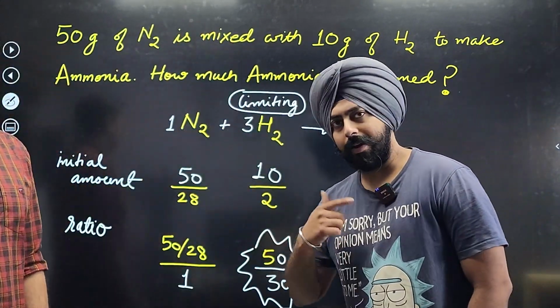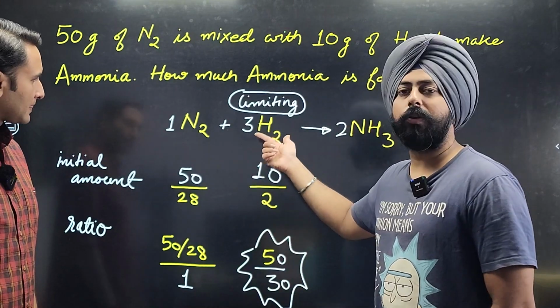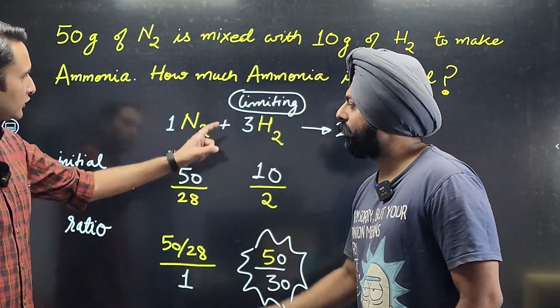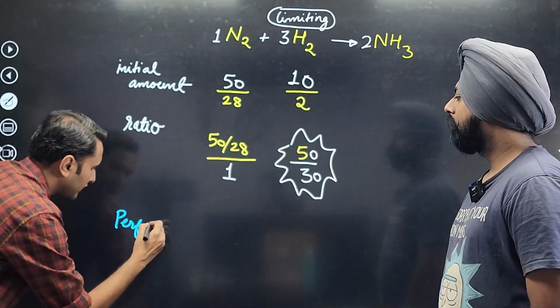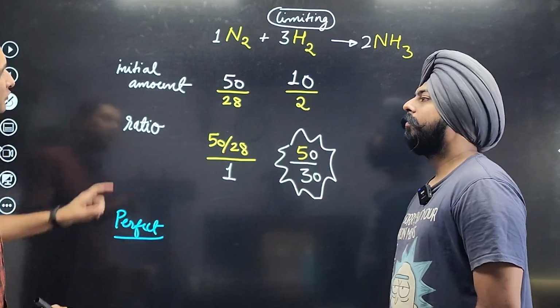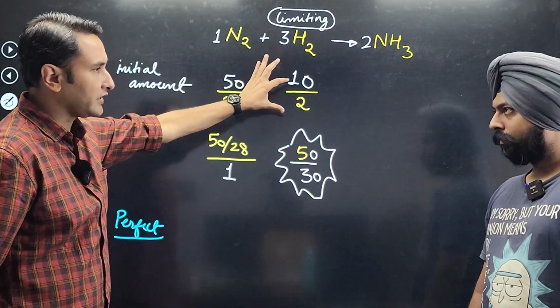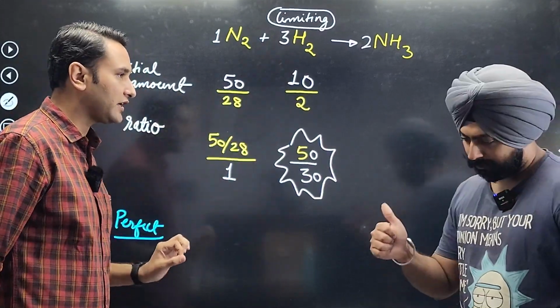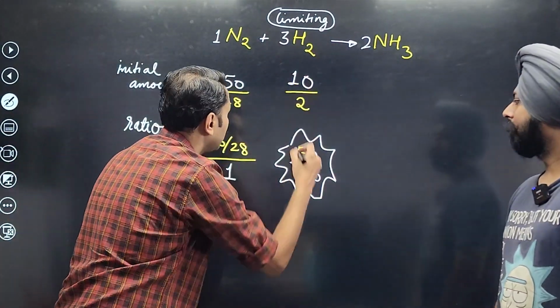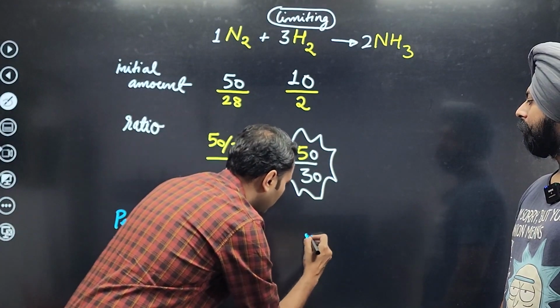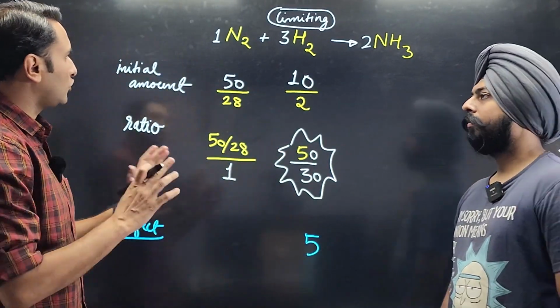इतना हो गया. Now we know that this guy is going to decide our perfect scenario. चलो अब perfect scenario बनाओ. लेट मी राइट इट एज परफेक्ट. एंड परफेक्ट में हम क्या करते हैं, लिमिटिंग रिएजेंट जो होता है उसका जो अमाउंट है वो तो पूरा पूरा कंज्यूम हो ही जाएगा. सो दैट इज 10 by 2 विच इज 5. सो 5 तो कंज्यूम हो ही जाएगा.